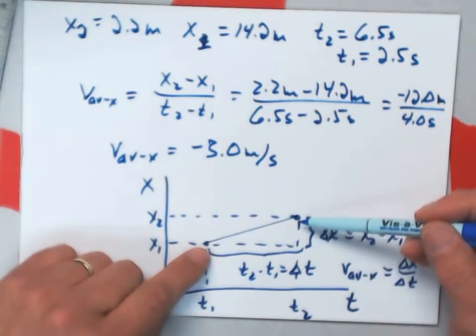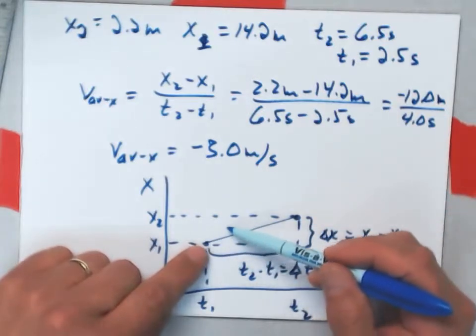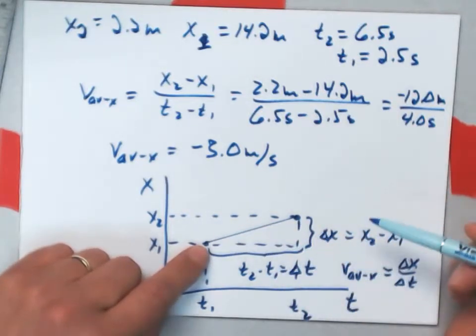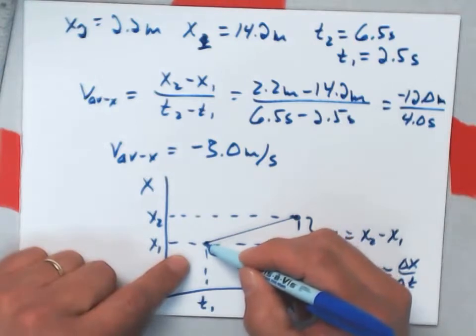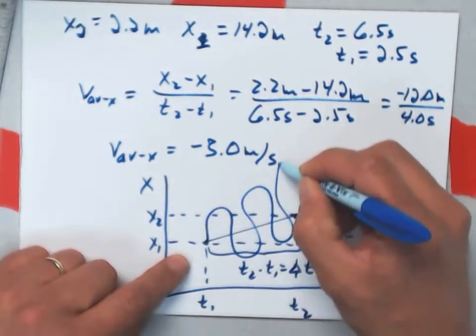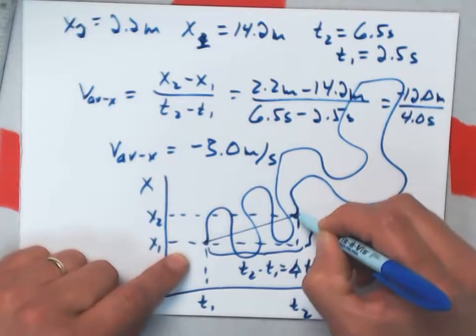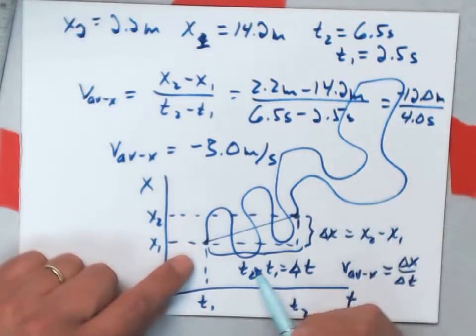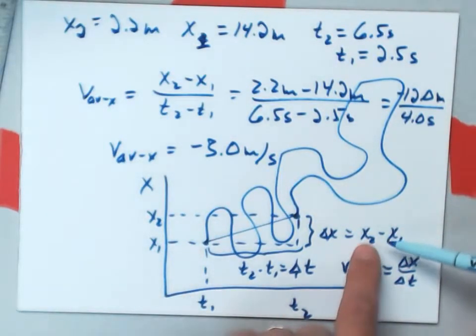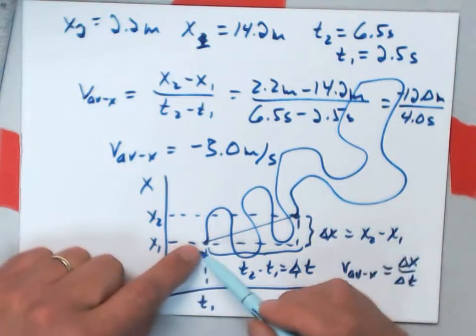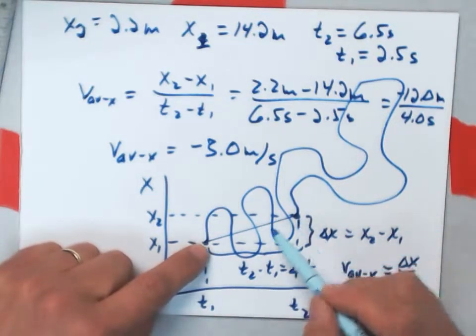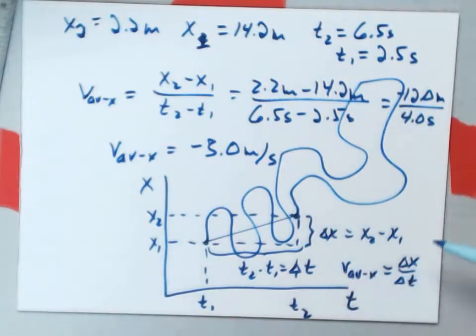But we don't actually know in this case that that's the path that the particle took on an xt graph. The particle could have done anything. It could have wiggled around like this, gone off to Timbuktu, and then come back to that point. But if all we have is x2 and x1 and t2 and t1, that's the best we can do between those 2 points. That's why we call it an average. The particle could have gone absolutely nuts like this in between there. But all we can get from those data points is an average velocity.